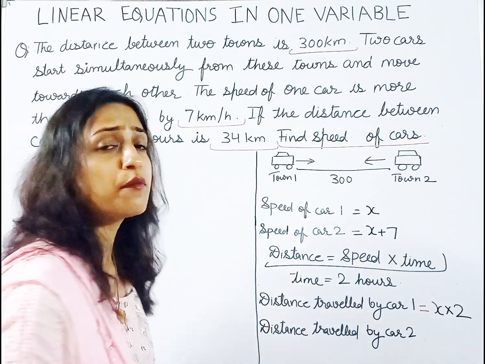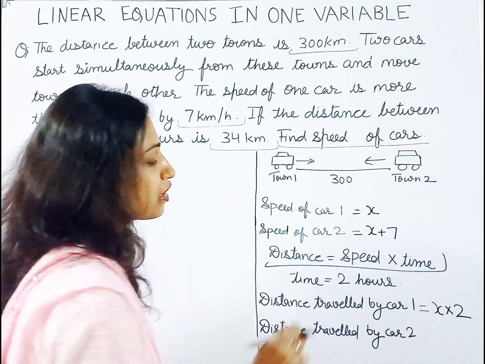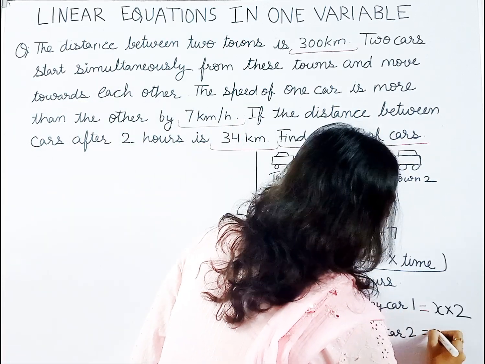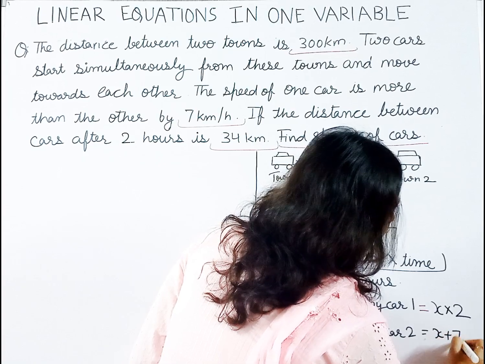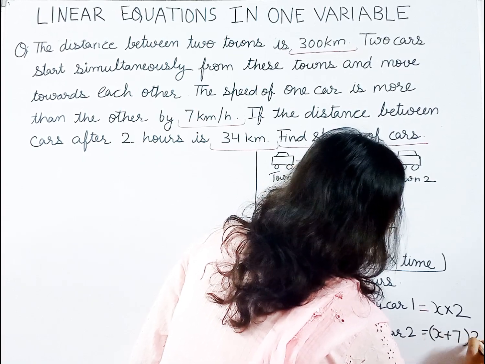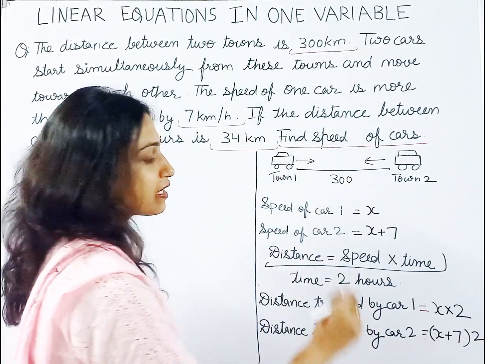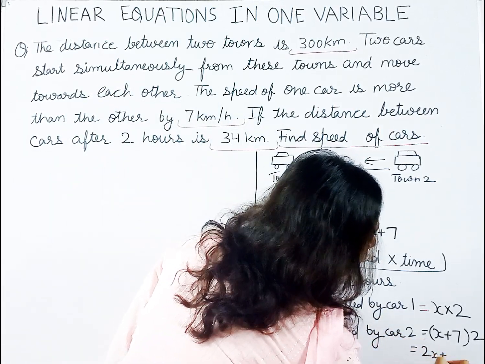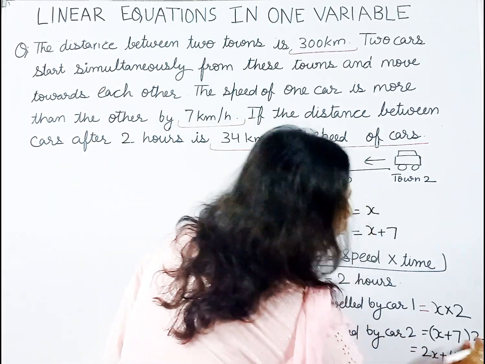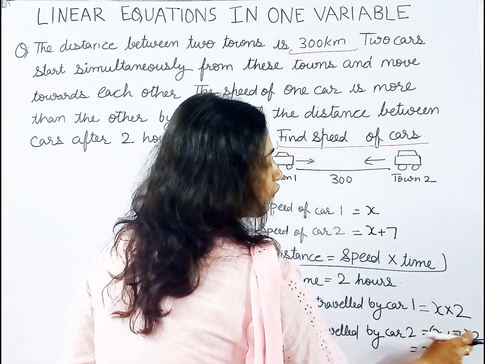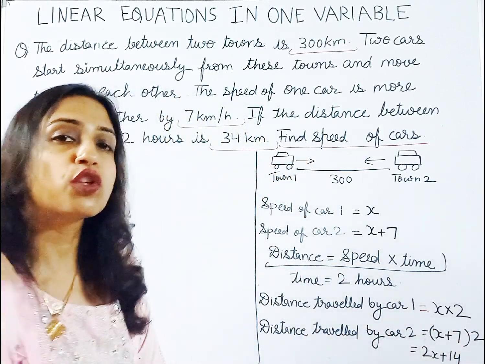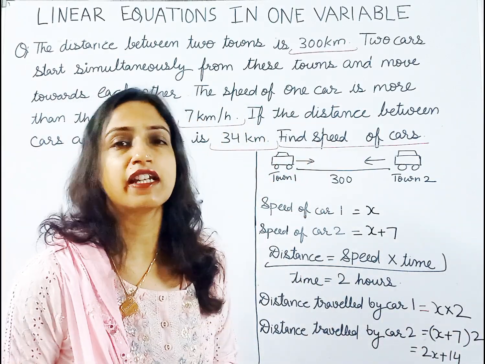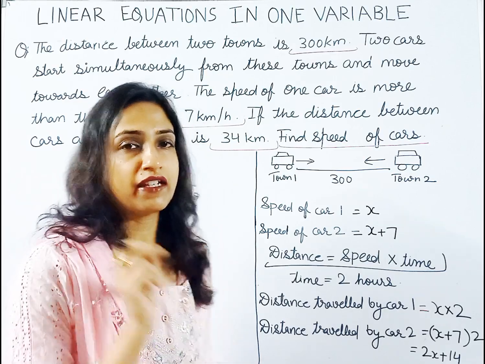And the distance traveled by second car is speed of second car, which is x plus 7, and the time is 2 again. So the distance traveled by second car becomes 2x plus 14. 2 into x is 2x, plus 7 into 2 is 14. So 2x plus 14 is the distance traveled by the second car.